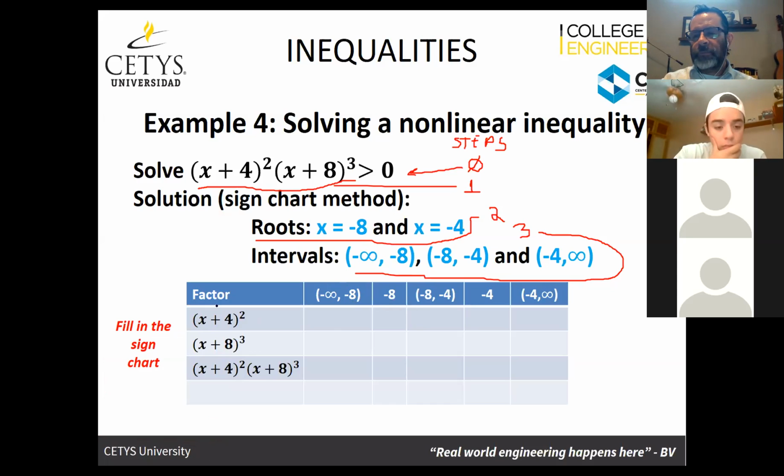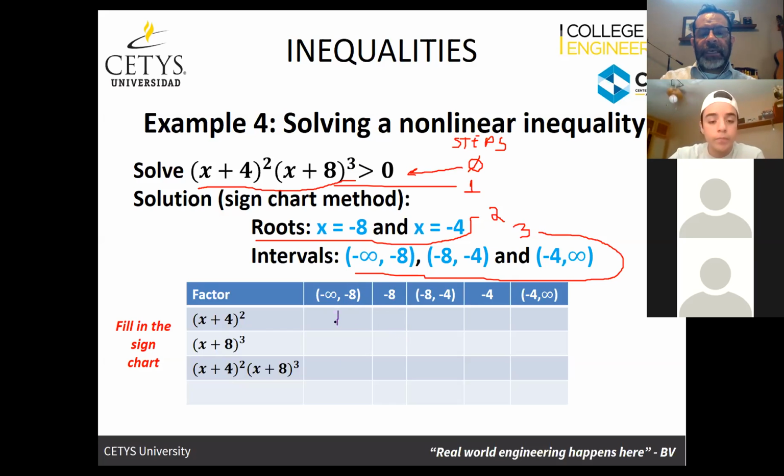From the first one, right? Negative. Really? Let's see. Choose any number in this interval. Minus 9. Minus 9 plus 4 equals? Minus 5. But I'm elevating it to the square. Oh, okay. So what happens then? It becomes positive. Correct. Thank you very much.